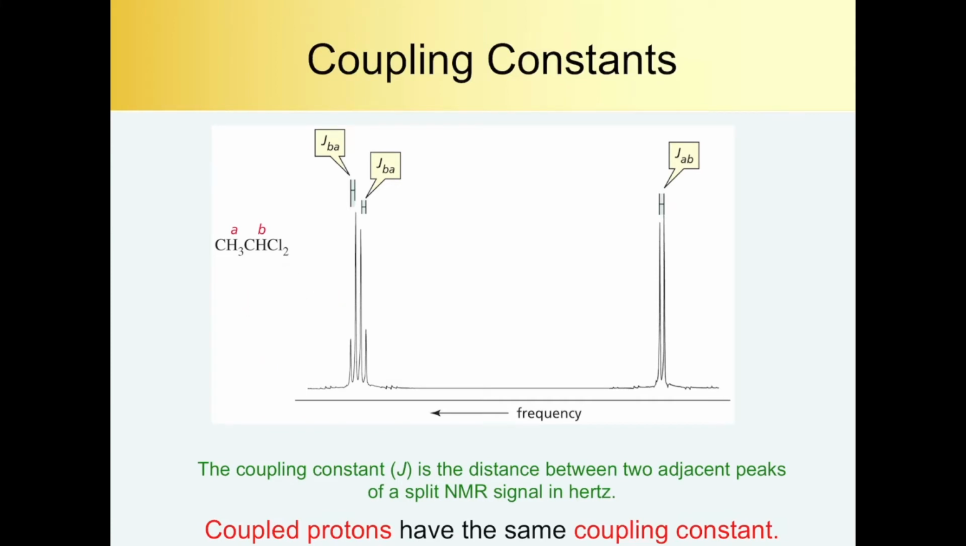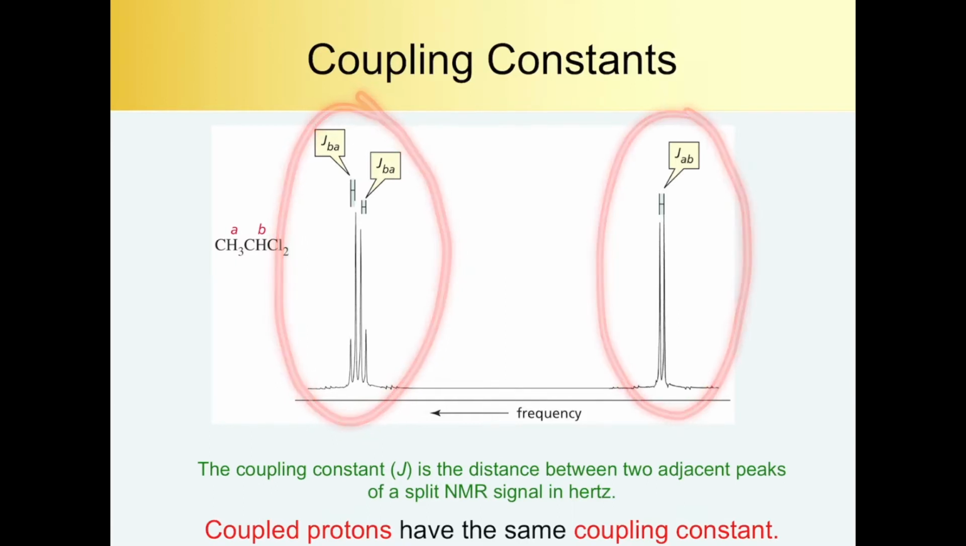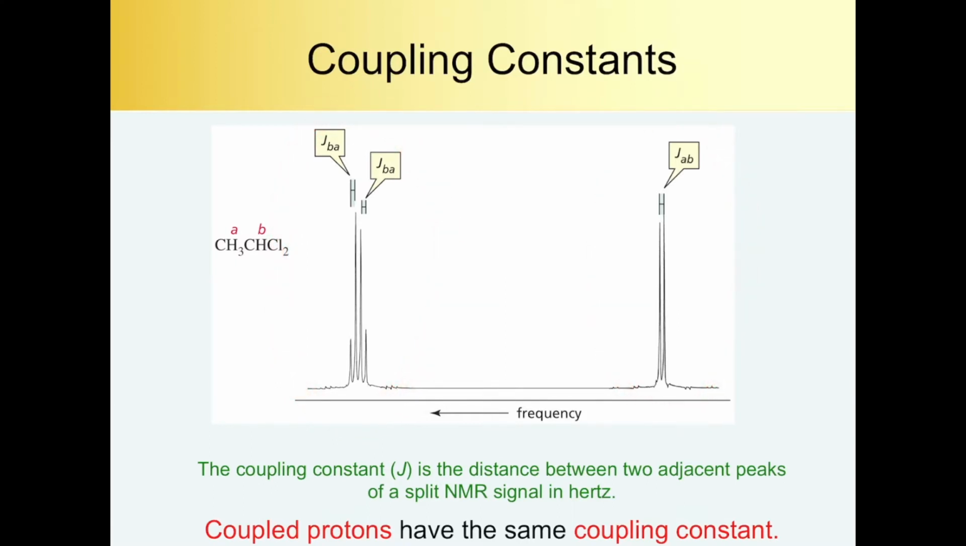And in the NMR spectrum, you can see that here is your quartet and here is your doublet. Now, the coupling constant of the A proton split by the B proton is represented as JAB, whereas the coupling constant for the B proton split by the A proton is represented as JBA. An important thing to remember in NMR spectroscopy is that the coupled protons will have the exact same coupling constant.